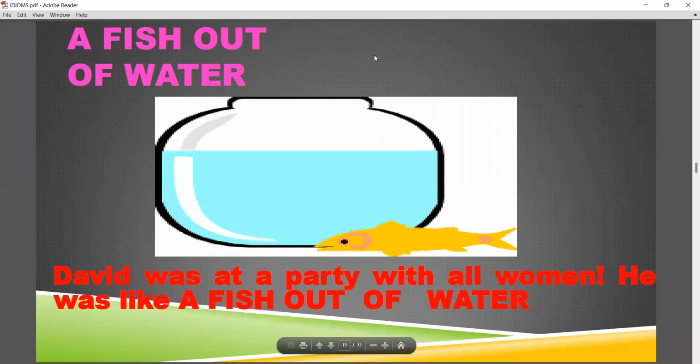Next is a fish out of water. What will happen to a fish out of water? Will it survive or will it die? It will survive for a few seconds, and then it will die. David was at a party with all women. He was like a fish out of water. So I'm sure you know the meaning now.